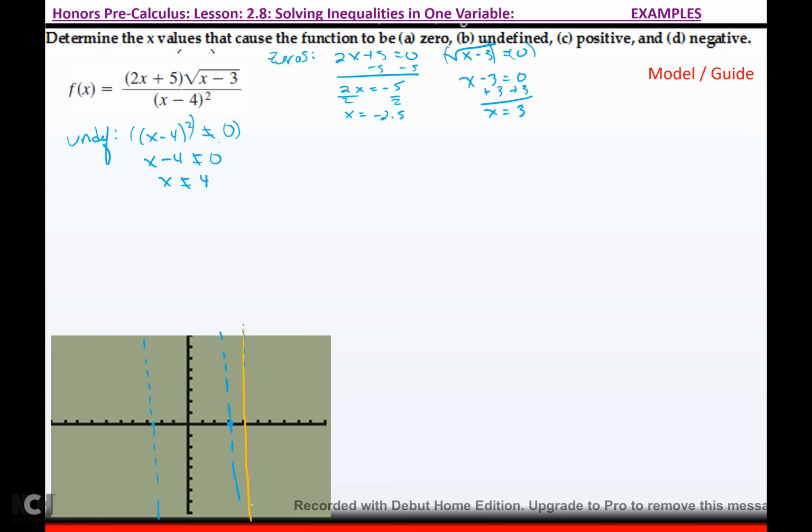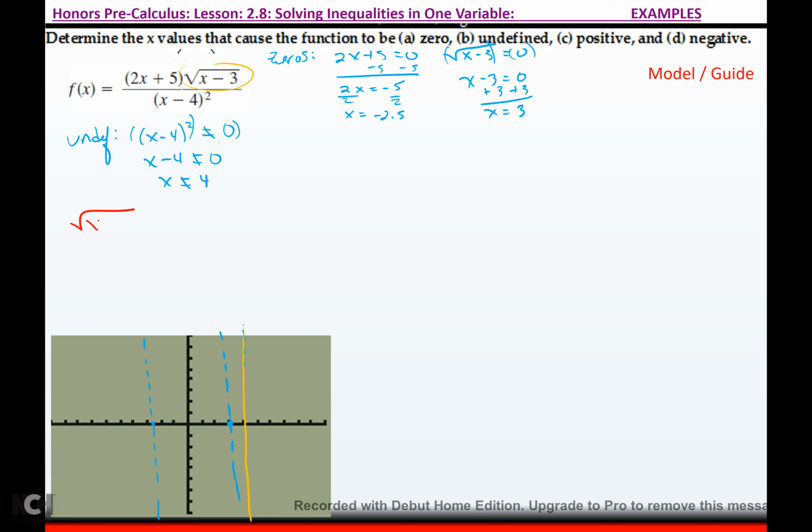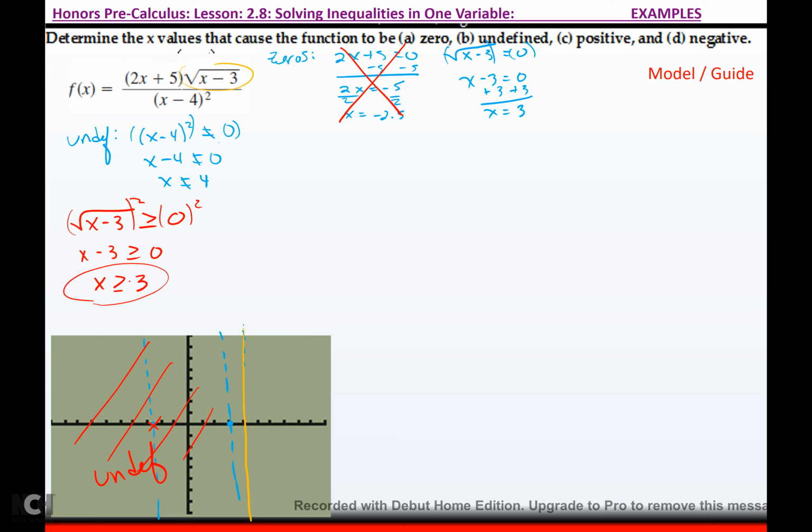Okay. Now, we've also got a restriction, though, because we have a radical in our problem. That radical tells me that the square root of x minus 3 must always remain positive. So if I square, square, x minus 3 has to be greater than or equal to 0. So x has to be greater than or equal to 3. So all of this is out. All of this is undefined now. I don't care about this 0 there. It's not going to be a 0 because it's in the undefined area. So that one's out. My only 0 is going to be at 3. Anything below 3 is undefined because this restricted it.